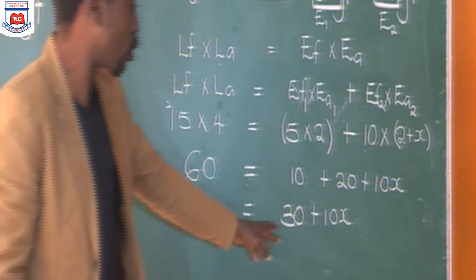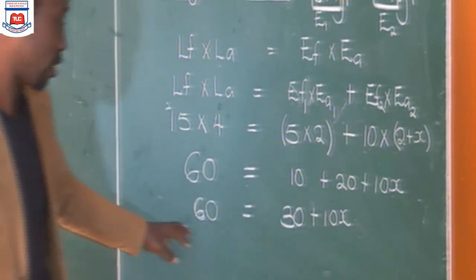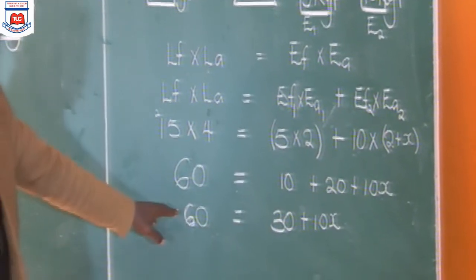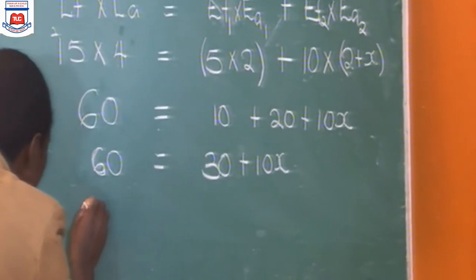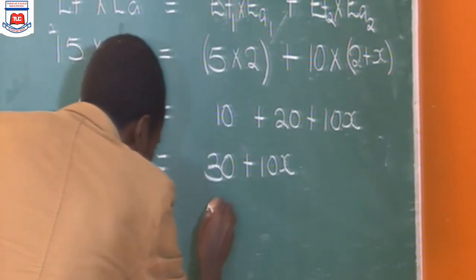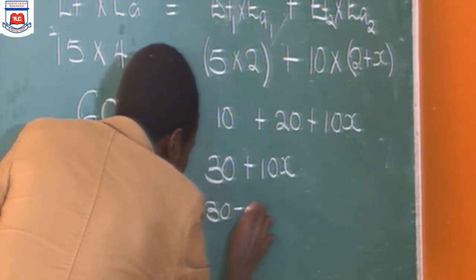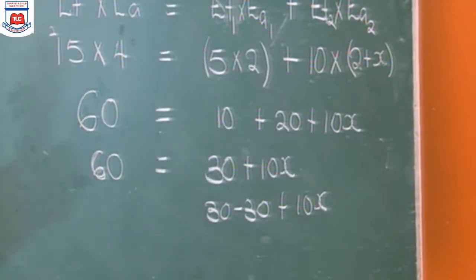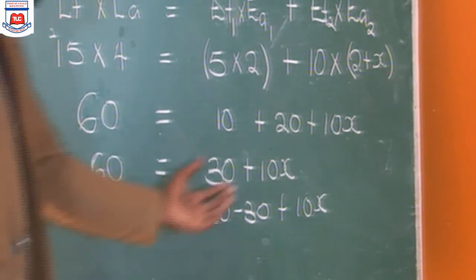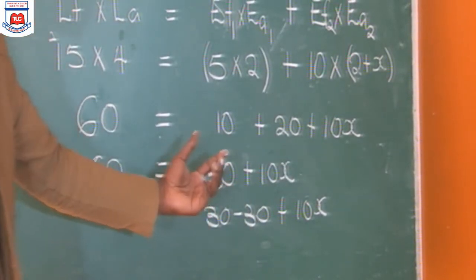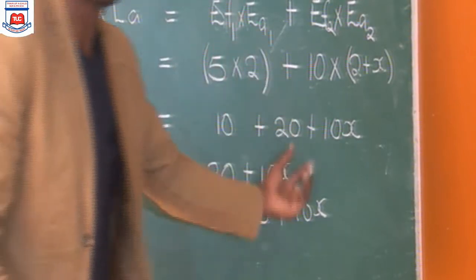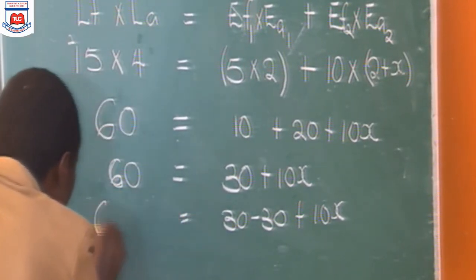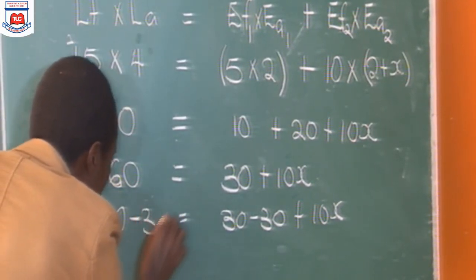Now, our next step is to subtract 30 from both sides, okay? That is how you collect like terms. You subtract 30 from both sides, even here, 30. So we shall have, you can start from this side, 30 minus 30 plus 10x. If this confuses you, you can rewrite it. You can rearrange: you can have 10x plus 30 minus 30, then this side you have 60 minus 30. Still works, the same thing. All right, 60 minus 30, okay?